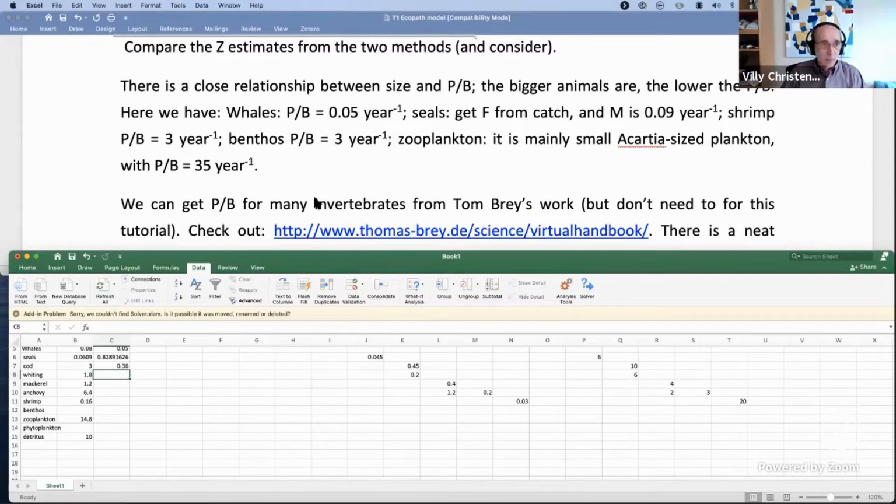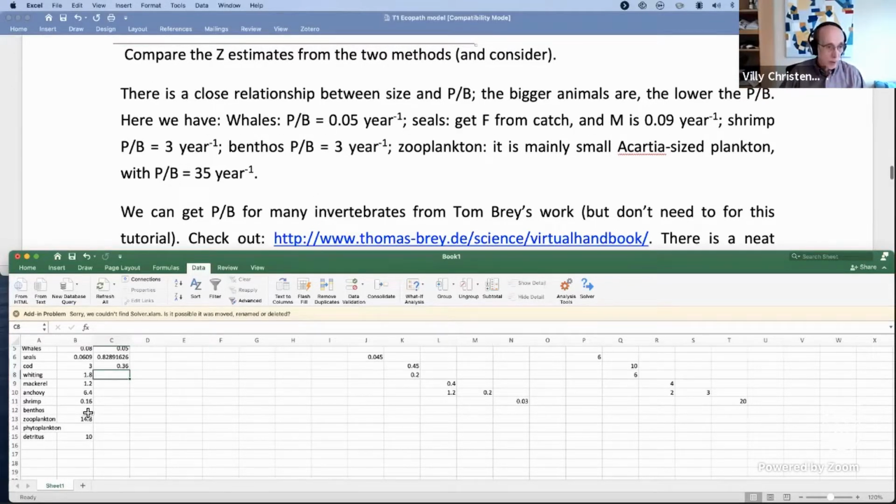Whales, seals, the shrimp P/B is 3. So the average shrimp lives for a third of a year. That's okay. And benthos, also 3. Zooplankton, mainly smaller size plankton, P/B of 35. For zooplankton, the biggest one, Calanus, this size, P/B about 7. For the small ones, 1.5 to 2 millimeter, 45. This range here is what we need for zooplankton. And for phytoplankton, we're going to get to that in a little while.